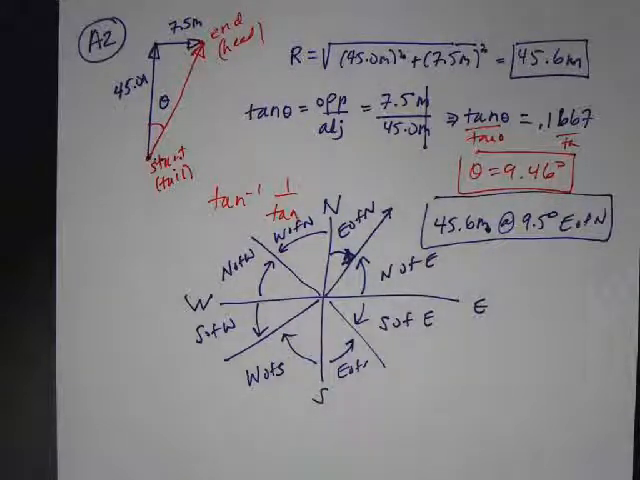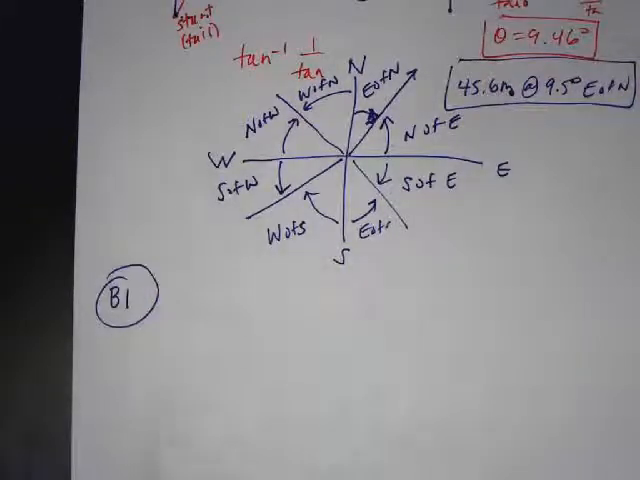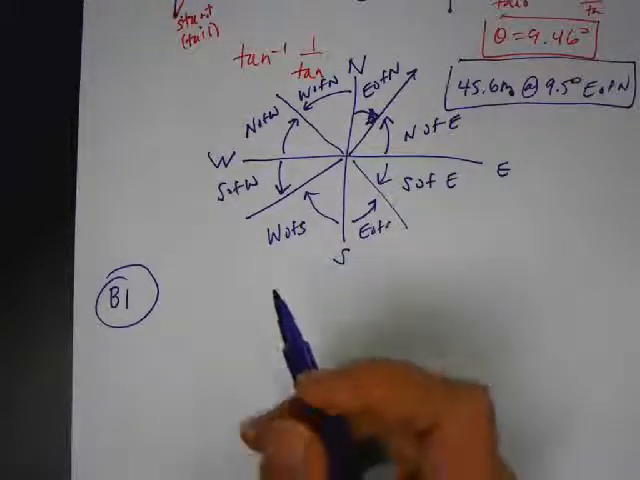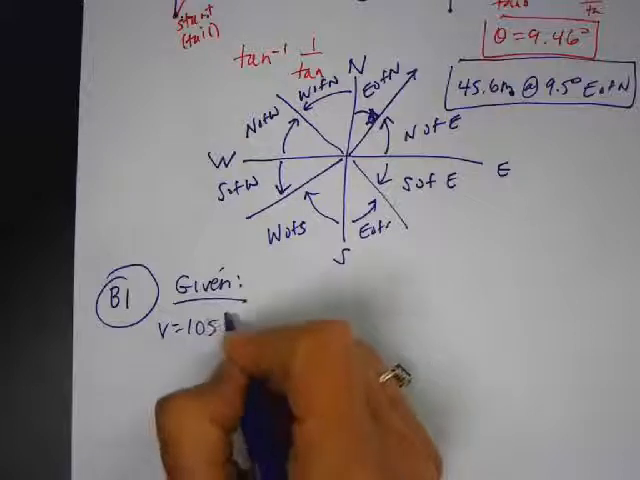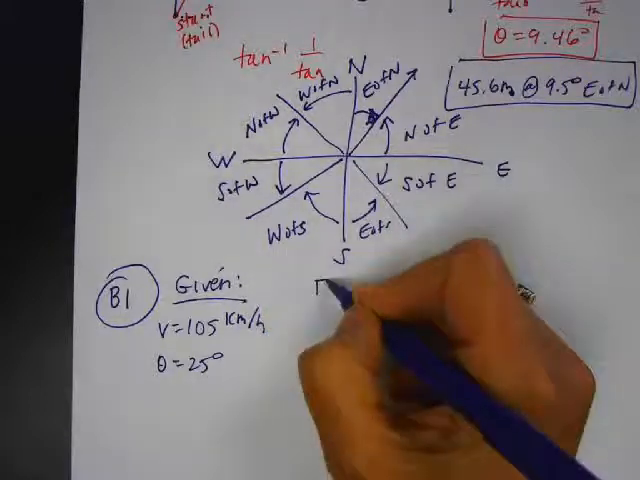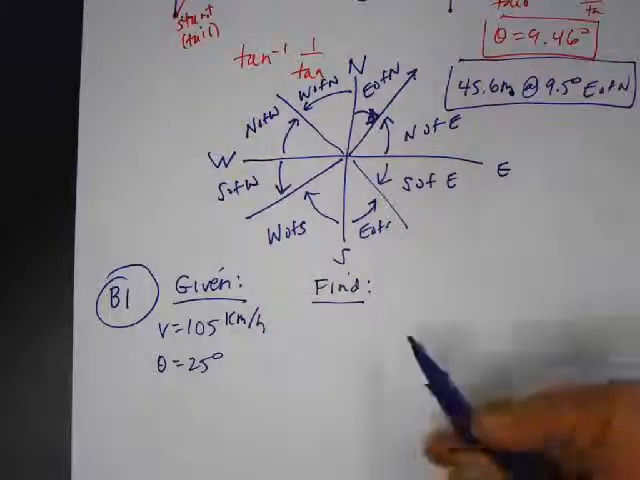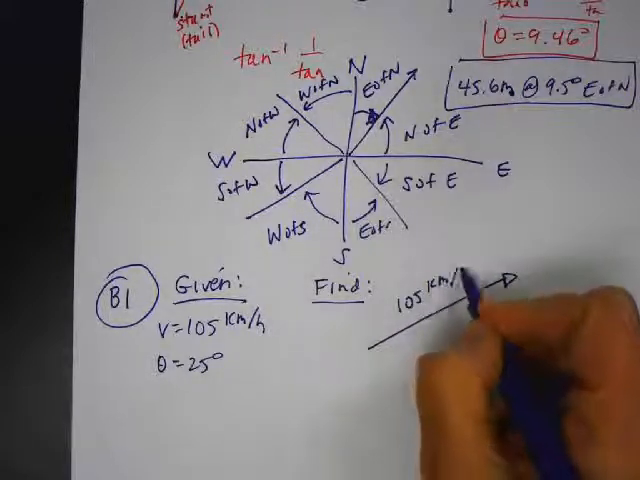So I'll do B1 real quick. B1 says, how fast must a truck travel to stay beneath an airplane that's moving at 105 kilometers per hour? So first of all, I'm going to write my givens. I see that V is equal to 105 kilometers per hour. Theta is 25 degrees. And I'm not sure what I want to find, so I'm going to draw a picture. So here's my picture. This is 105 kilometers per hour.